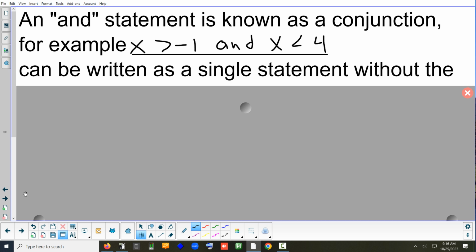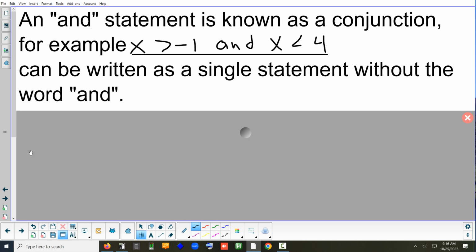So here's an example. We'll do this one. So on your guided notes where there's a blank, after for example, we're going to write in this one. X is greater than -1 and X is less than 4. Another way to say that is it really means between. If you think of it that way, X is between -1 and 4. And I'm going to show you how to write that as a single statement without the word and.